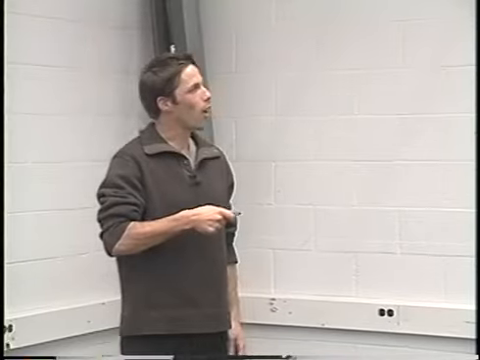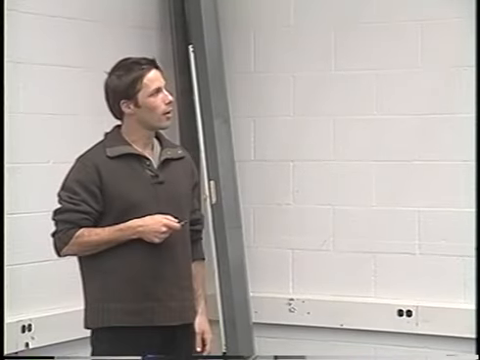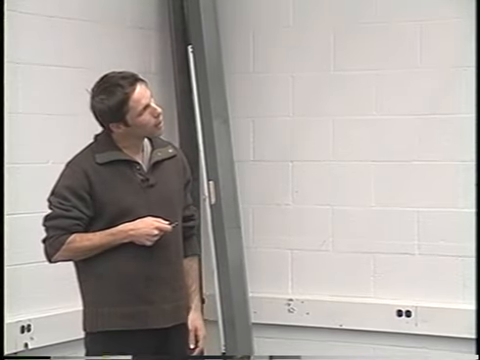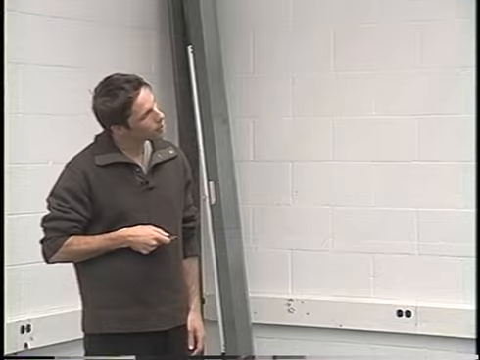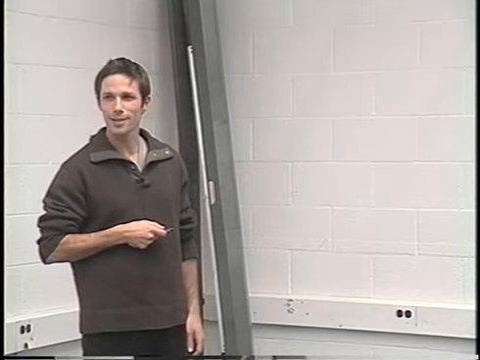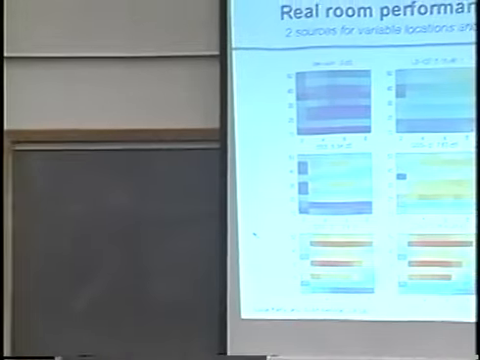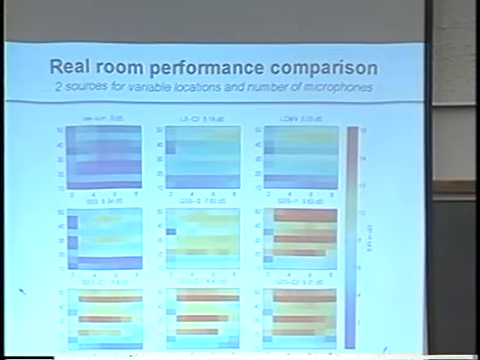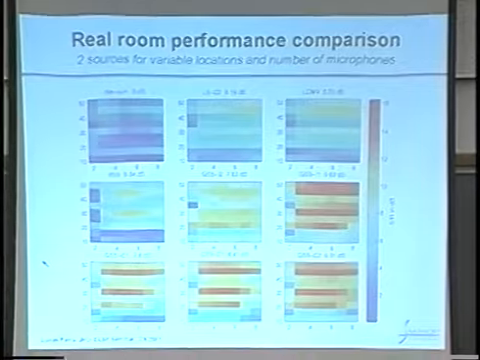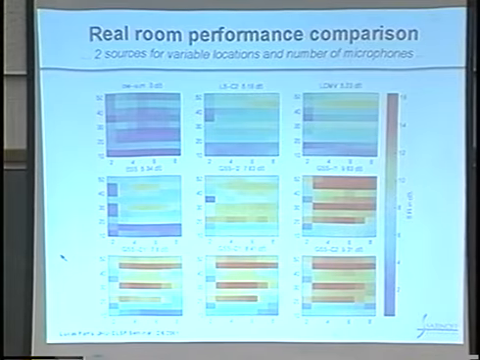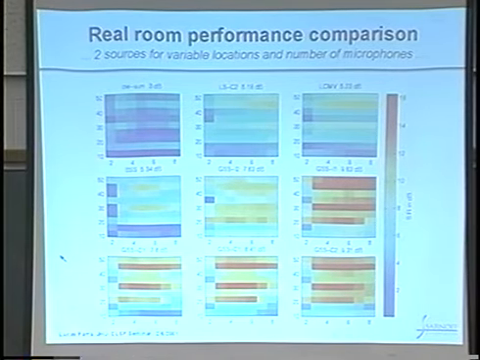So every box is a different algorithm. Red is like dark red is 18 dB, down here is 0 dB. So this works the best, right? It's around, the average performance. Oh, this axis is number of microphones. This is 2 microphones, 4, 6, 8. This axis is angle of the users.